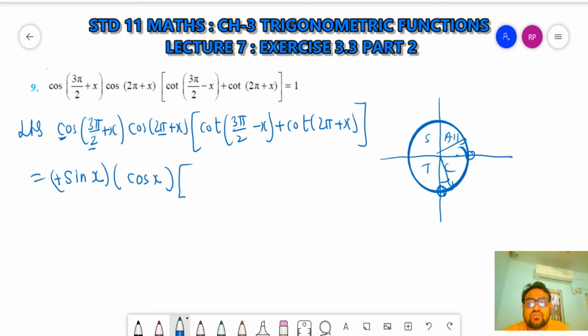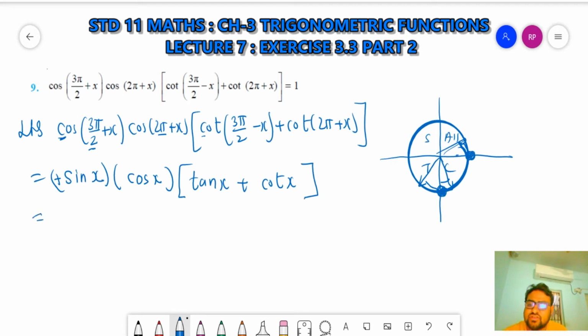Cot(3 pi by 2 minus x): with 3 pi by 2, I will change it to tan. Where is 3 pi by 2? Here. Minus, so clockwise, it's in the third quadrant, where tan and its reciprocal cot are both positive. As cot is positive, it will be positive. Plus cot(2 pi plus x): as it is 2 pi shift, I will not change. 2 pi, plus, again in the first quadrant, all are positive, so cot x will be positive.